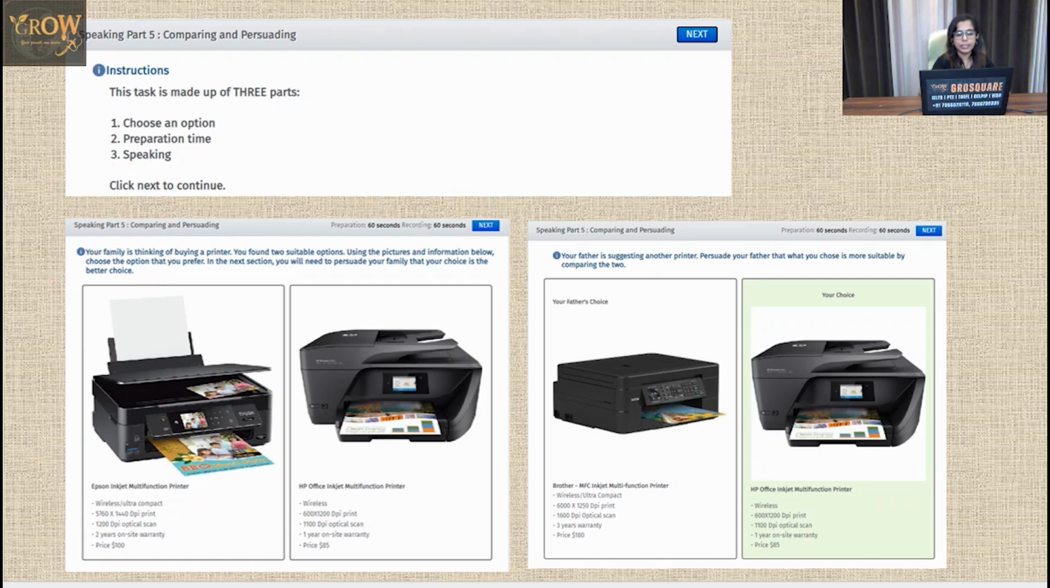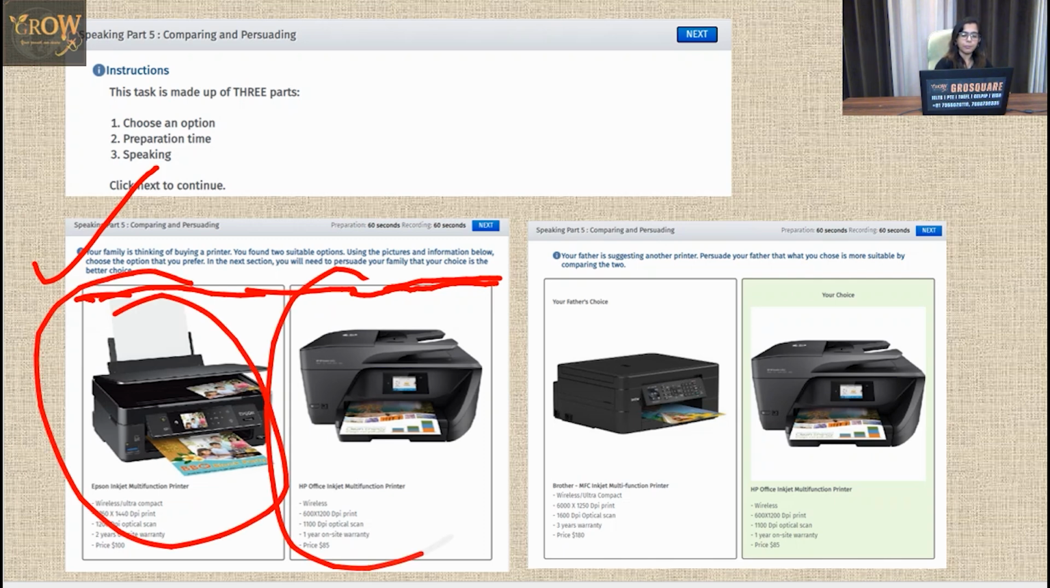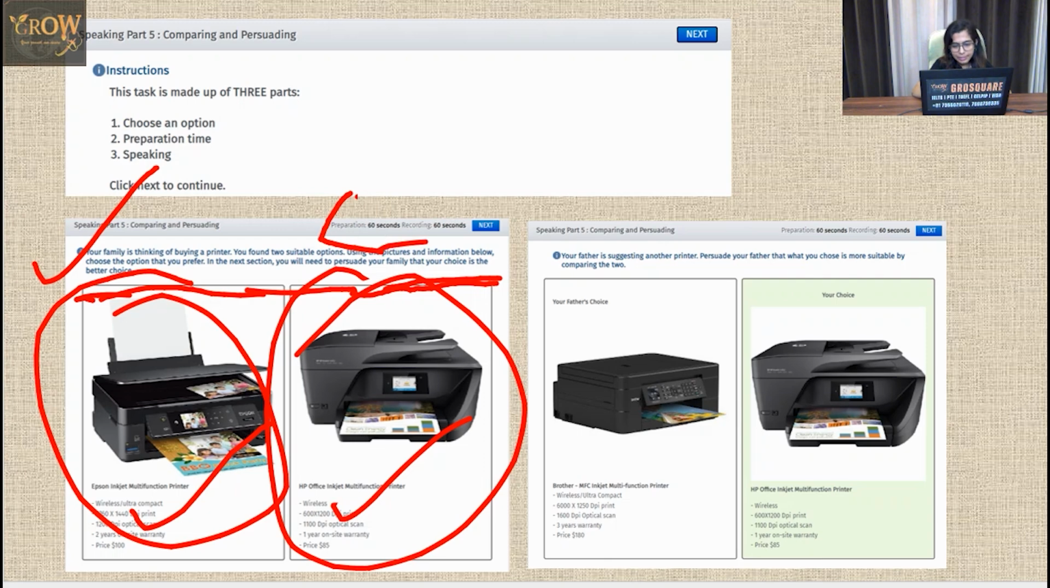So all right, first of all, you would be getting this section. Okay, your family basically wants to buy a printer, and you found two suitable options. Using the pictures and information below, choose the option that you prefer. In the next section, you will need to persuade your family that your choice is a better choice, right? So these are the two printers. Specifications would also be given in writing, right? So you have to choose any one of these. Then in the next section, you would have 60 seconds to prepare and 60 to speak.